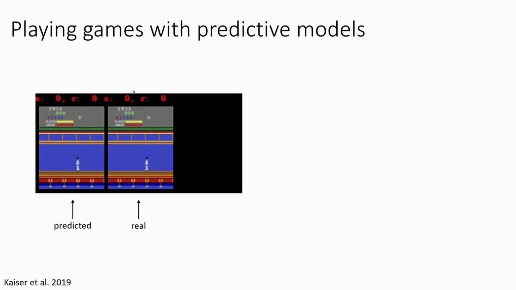The game has some complicated stuff. Sometimes one enemy comes out, sometimes three enemies come out, but it kind of gets the right general idea. So you can see that it's essentially a learned version of the game. But of course, predictive models don't always work perfectly. Sometimes they go a little bit wrong, and we can see some issues.